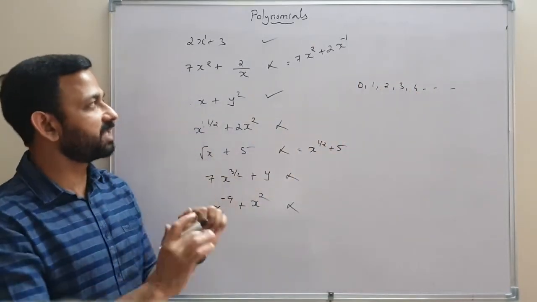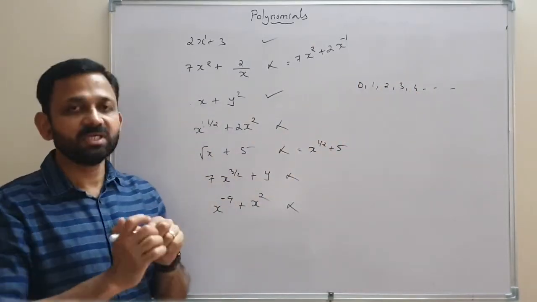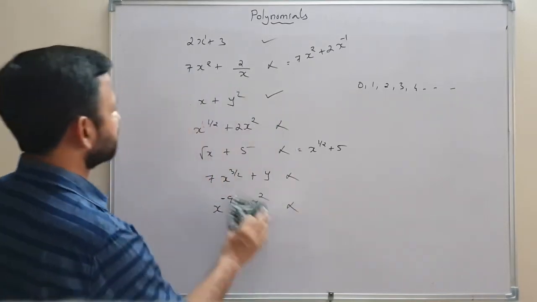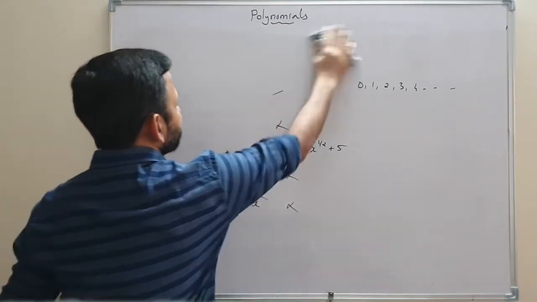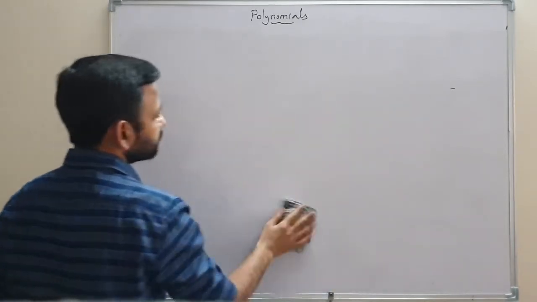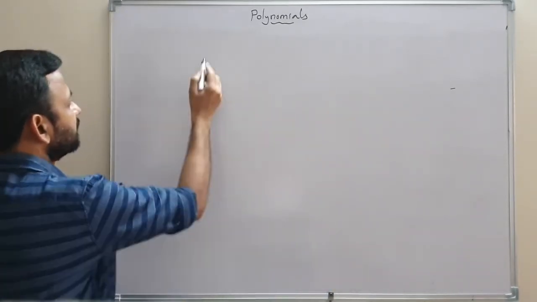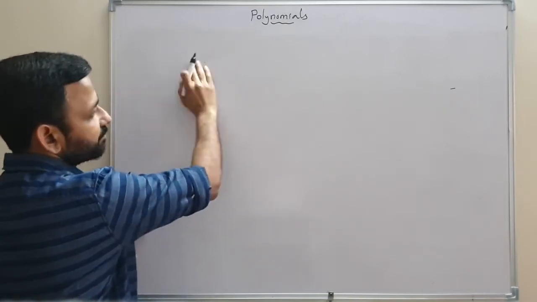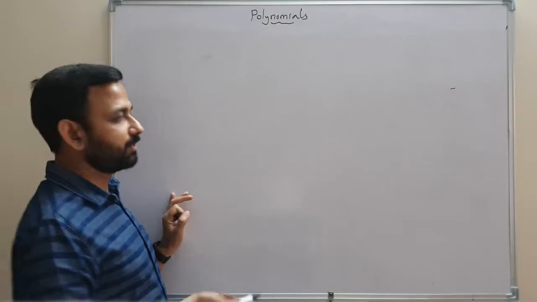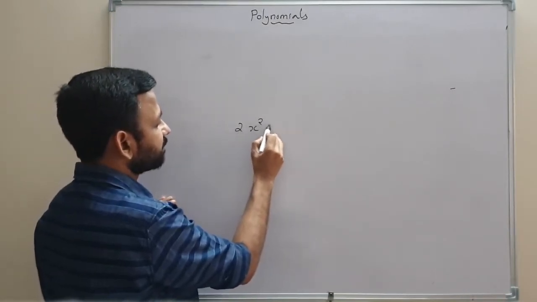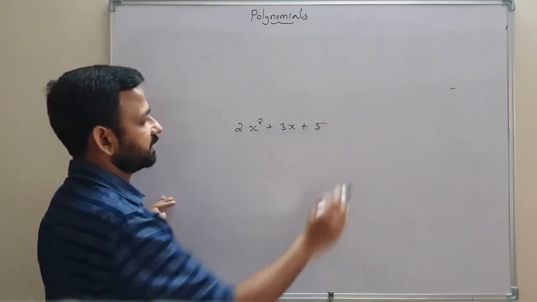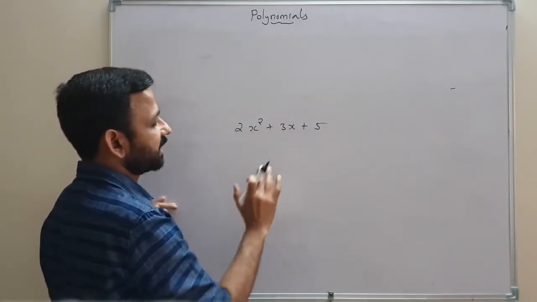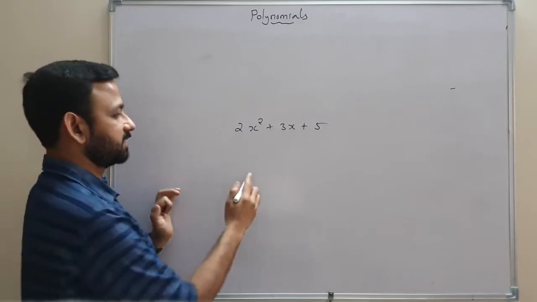So a polynomial is an algebraic expression in which the powers of the variables are whole numbers. Then we can give some other examples for polynomial. Sorry, before that, the terms of the polynomial. 2x square plus 3x plus 5 is a polynomial. And here we have three terms. Terms are separated by plus or minus.